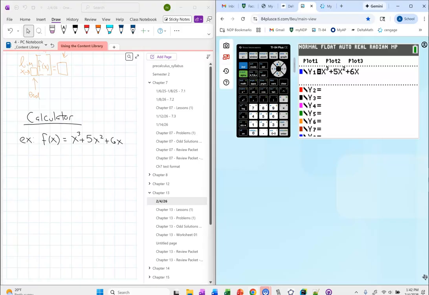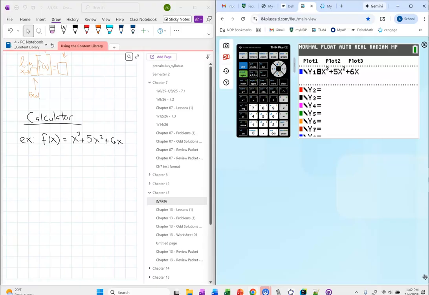Before I go to my next step where I'm going to graph this thing, I want to take a look at the top here where it says plot 1, 2, and 3 and make sure none of those are highlighted. If any of them are highlighted, just move your cursor onto it, press enter to unhighlight it. Because I know we were building scatter plots in the last chapter, and probably some of us still have plots turned on from that.